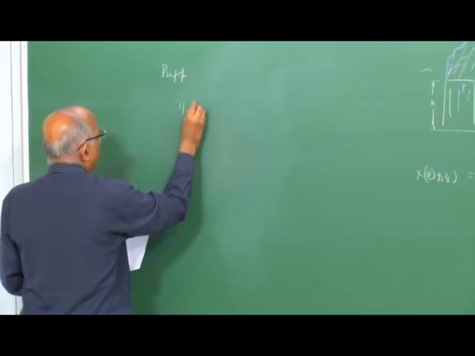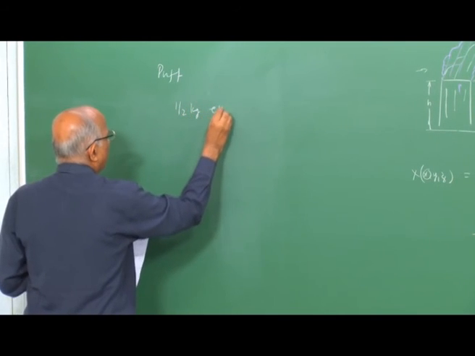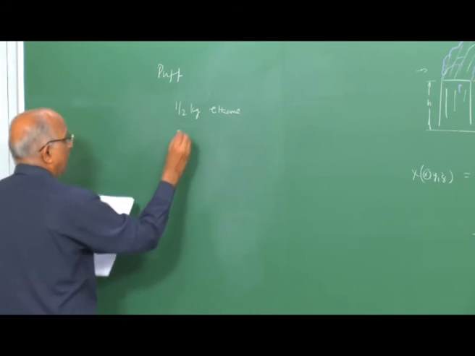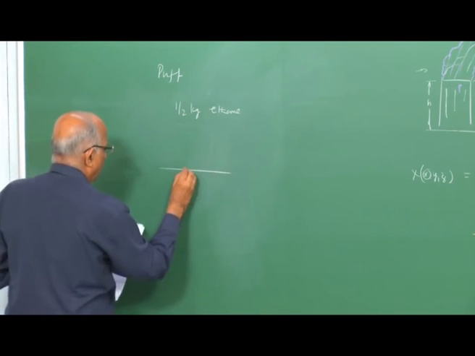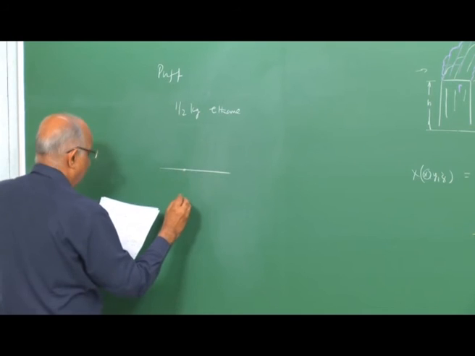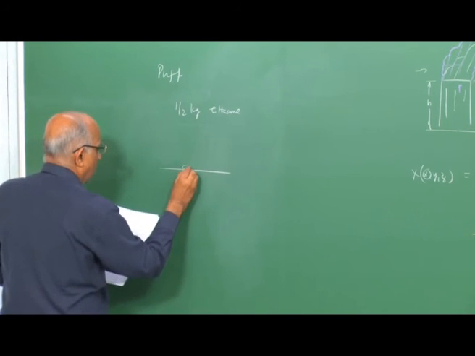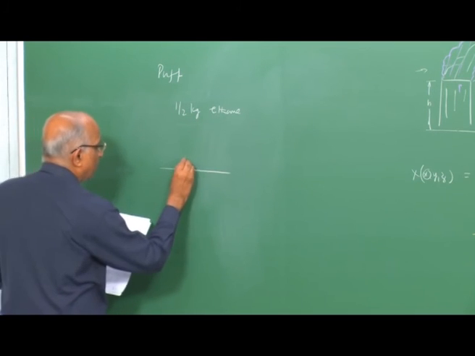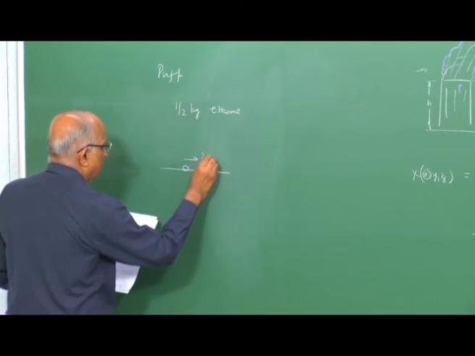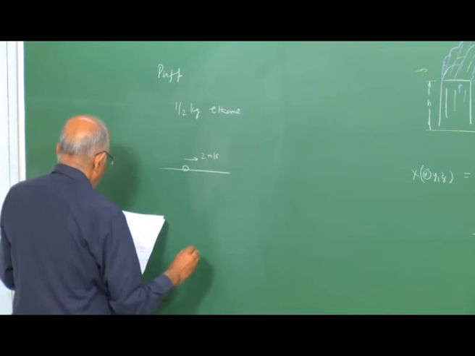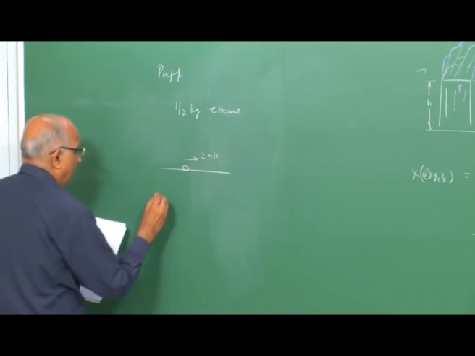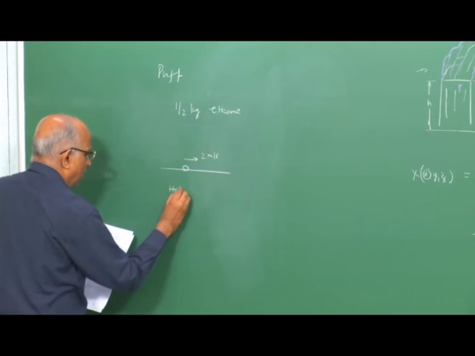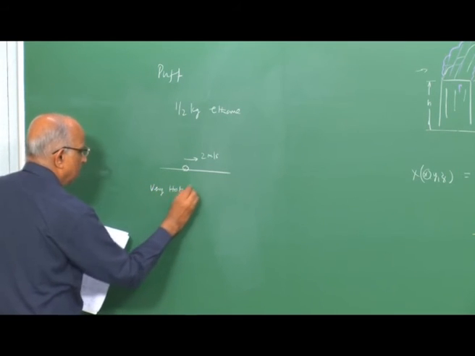half kg of ethane is released at ground level. This is my ground. A half kg is released on the ground as a puff. Now, the wind speed given to me is 2 meters per second. It is also told that the release happens on a very hot summer afternoon.